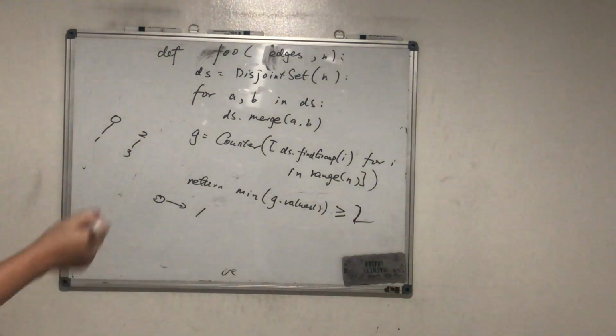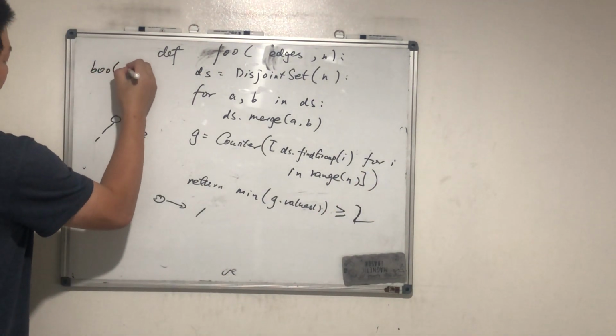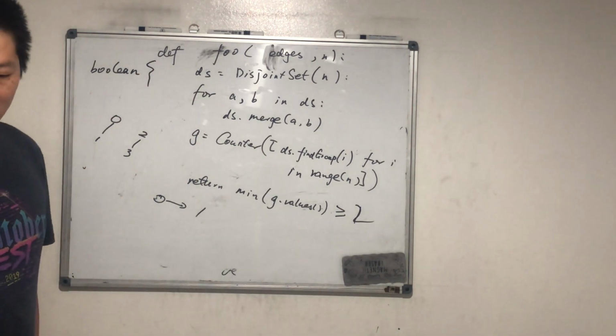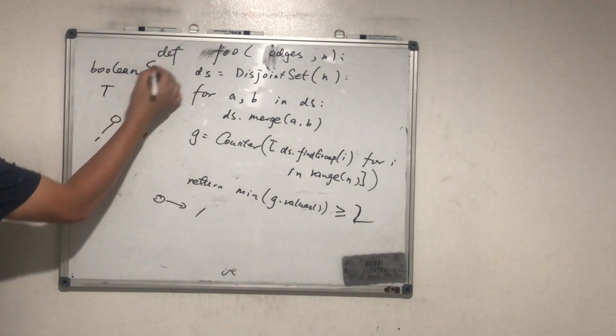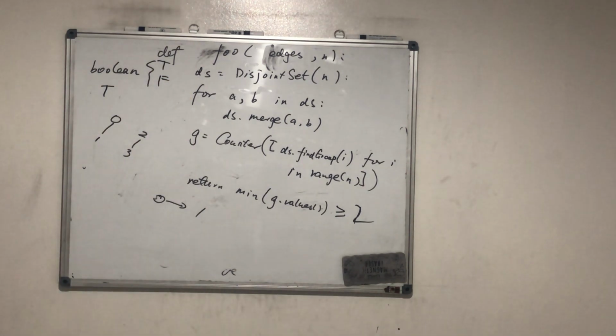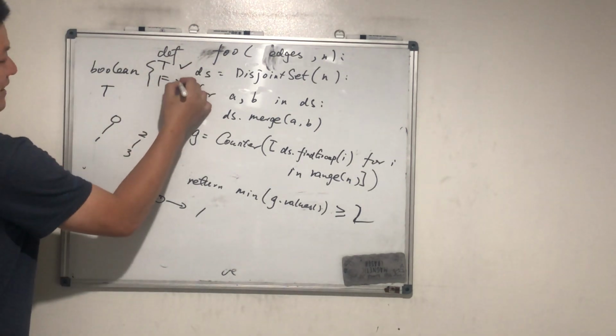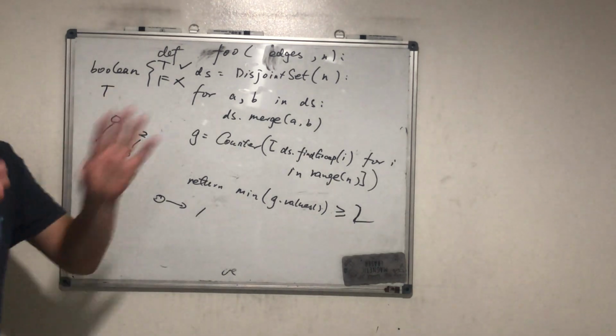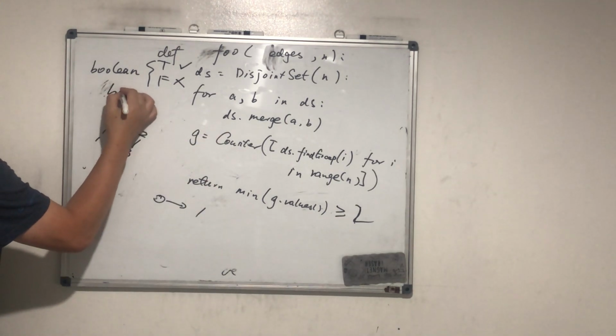A Boolean, what's Boolean? Can you tell me? We talked about this before. It has two values, T and F. Oh, true or false. True or false, that's what Boolean means. It's binary.